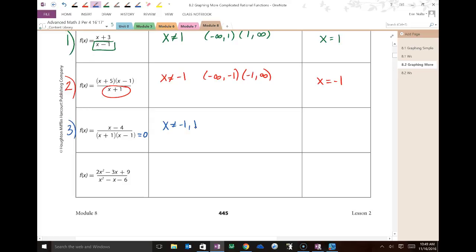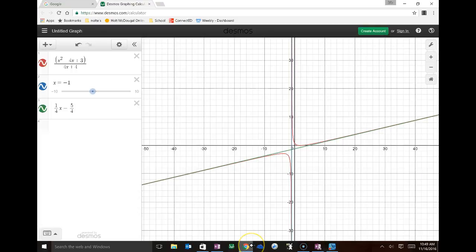Okay, so the interval notation for that would be negative infinity to negative 1, negative 1 to 1, and 1 to infinity. Now, this is kind of an interesting thing that happens. So what are my two vertical asymptotes in this scenario? X equals negative 1 and positive 1. Okay, so I'm going to graph this one in Desmos so you can see what happens when you have more than one vertical asymptote.